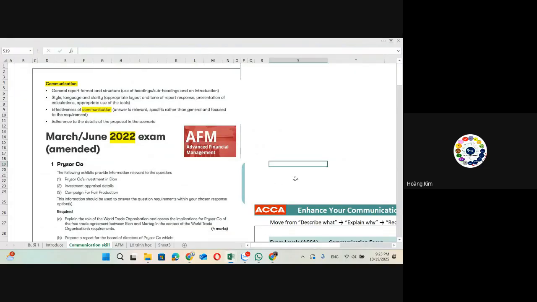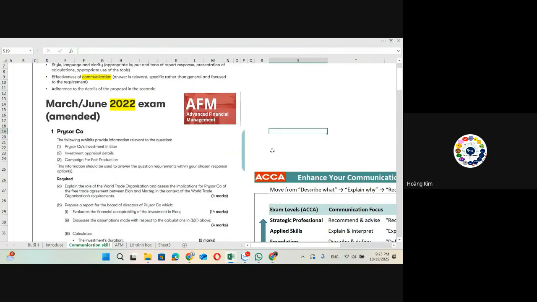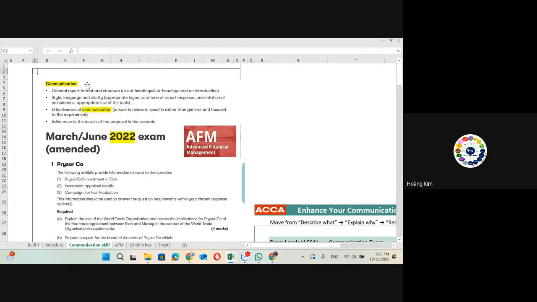The communication skill is very important, very important. Even if you don't understand what's going on in Advanced Financial Management, you can see this is one question in the paper. There are three questions. The first question is long and gets 50 marks, the second gets 20 marks, and so on, around a total of 100.